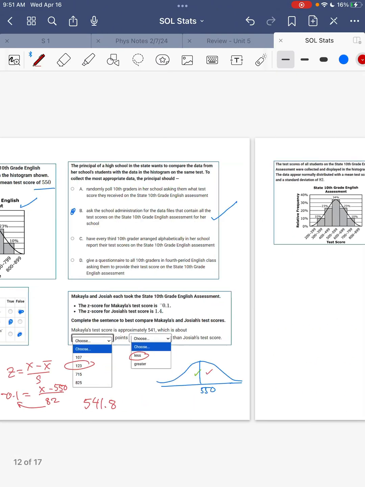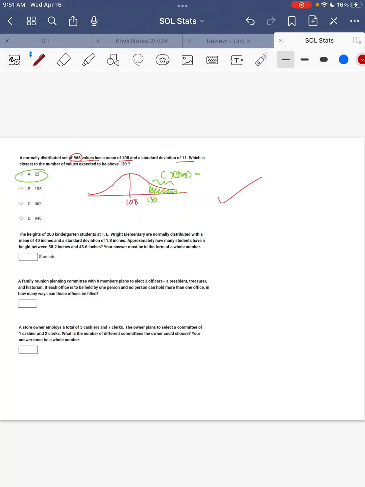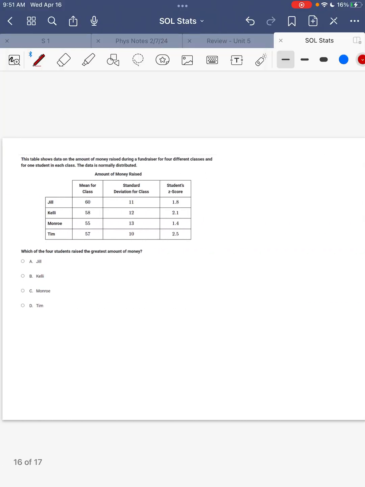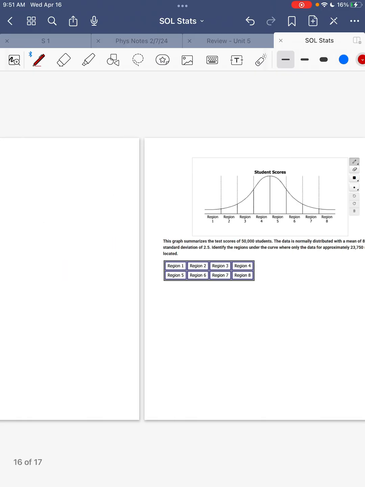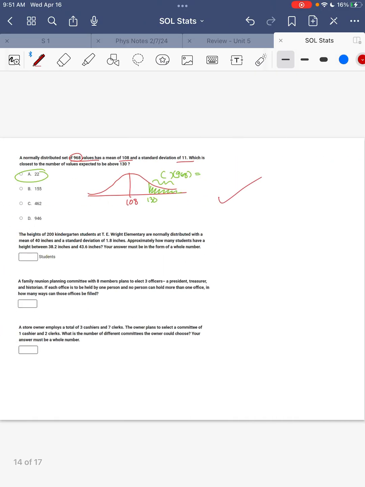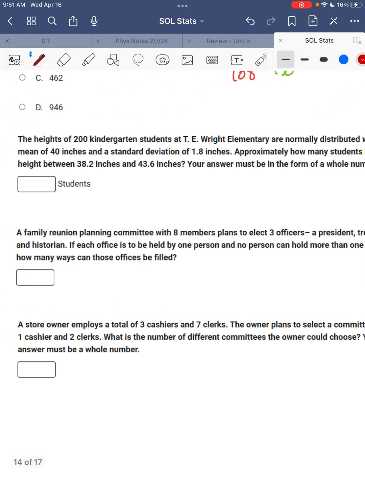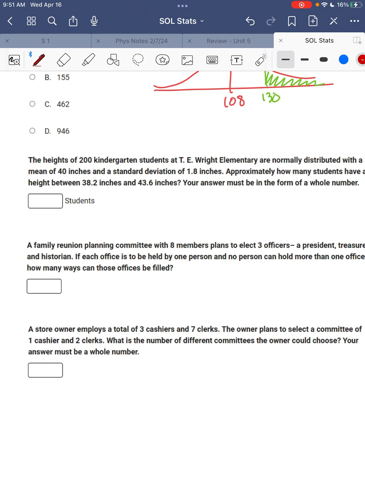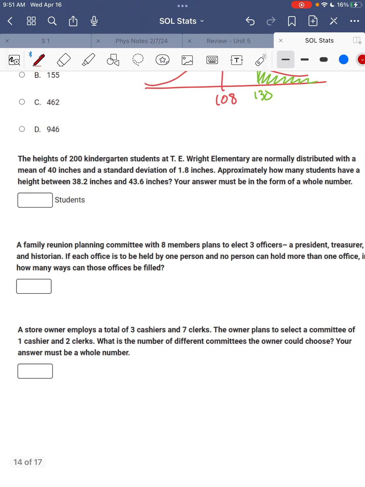So let's go to these examples here. On our SOL sheet, oh my gosh, I forgot to do all of these, I didn't see all these at the end, never mind. All right, we'll do those 2. So look, the heights of 200 kindergarten students are normally distributed.